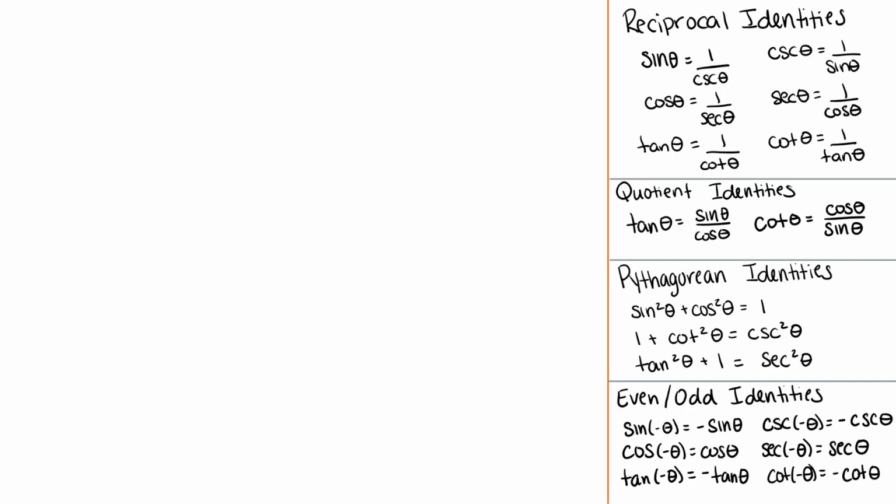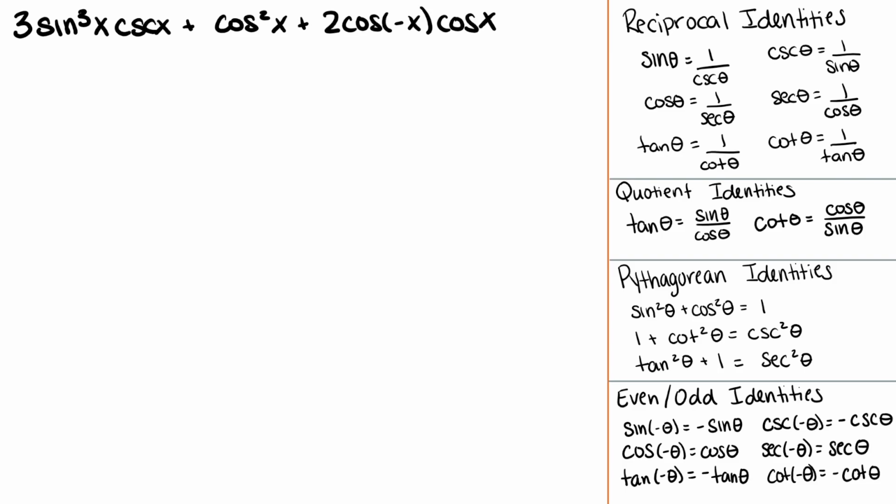Here's our last example for this section. 3 sine cubed x cosecant x plus cosine squared x plus 2 cosine negative x cosine x. So starting us off, we know that cosecant is 1 over sine. So in this first part of our expression, 3 sine cubed x times 1 over sine x, we can start to simplify this because 1 over sine will get rid of one of our sines in the numerator, and we're left with 3 sine squared x.